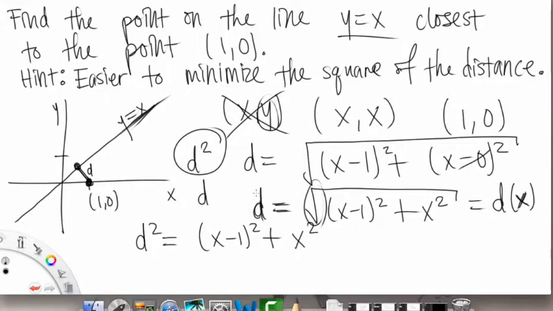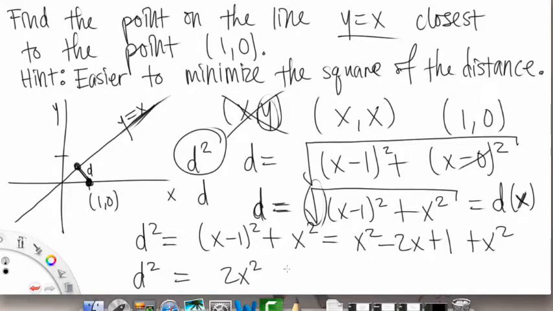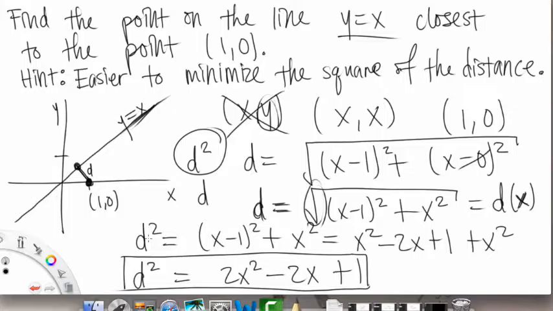Now that we have that, we can simplify a little bit. We have x squared minus 2x plus 1 plus another x squared. So distance squared is 2x squared, since we have two of those, minus 2x plus 1. This is our new formula, and this is what we're going to minimize. We'll continue this on the next slide.